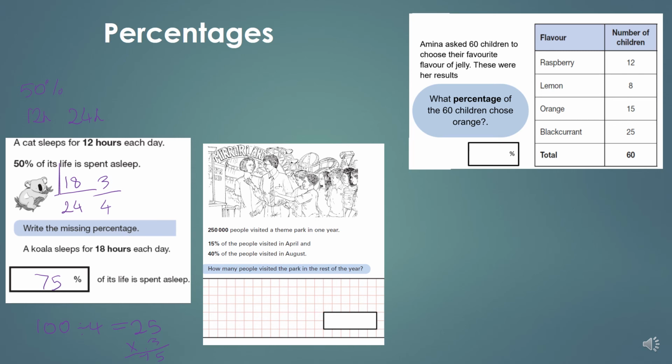Okay, 250,000 people visited a theme park in 1 year, 15,000 of the people visited in April, and 40,000 of the people visited in August. How many people visited the park in the rest of the year? So first of all, we need to add together our two percentages, which become 55%. There's a couple of ways that you can complete this calculation. You can divide by 10, times it by 5, and add on your 5%. You can use 50% of 250,000 and then add on 5%, or you can do it the way we do in school.